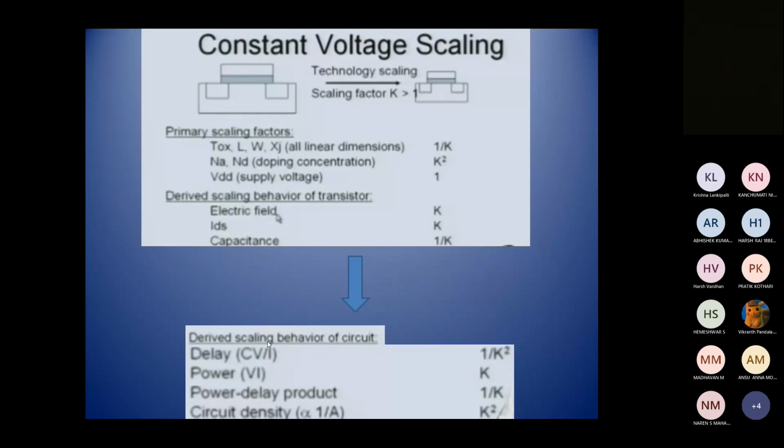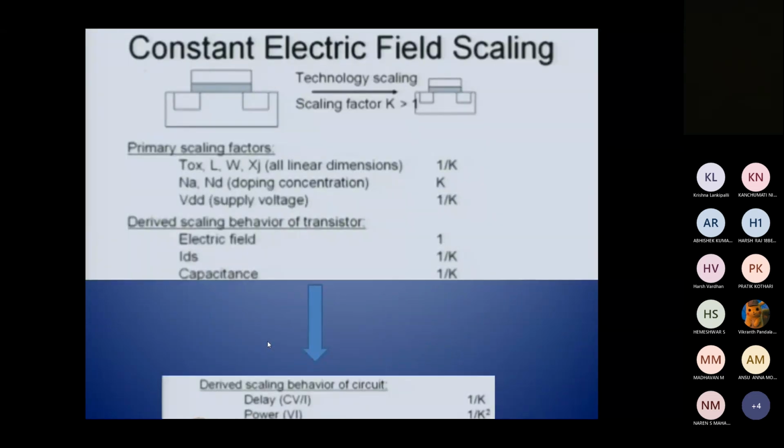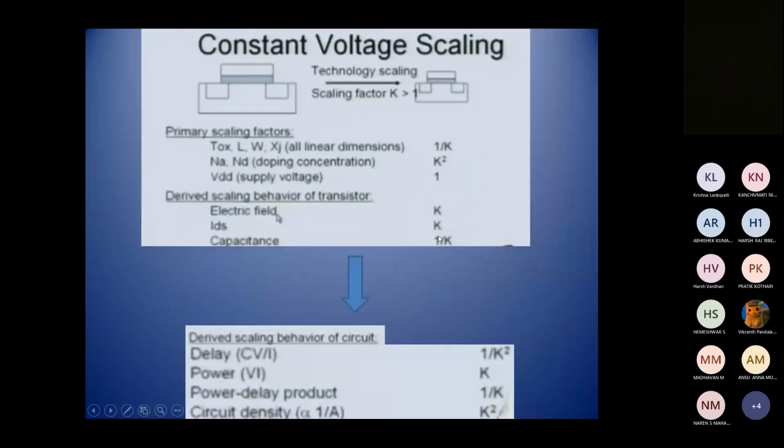As you know, this is constant voltage scaling, so we have to keep the supply voltage constant. That is why our supply voltage factor is here 1. Just like in constant electric field scaling, the electric field is constant, that means the electric field factor has to be 1, so there is no change in the electric field when we make the scaling. Similarly, here in constant voltage scaling, our supply voltage has to remain the same, so there is no change in the supply voltage.